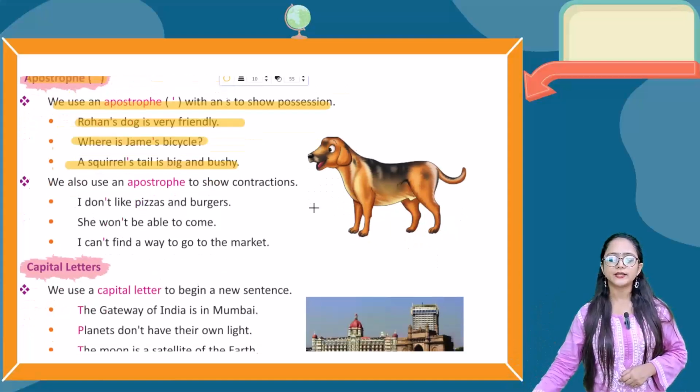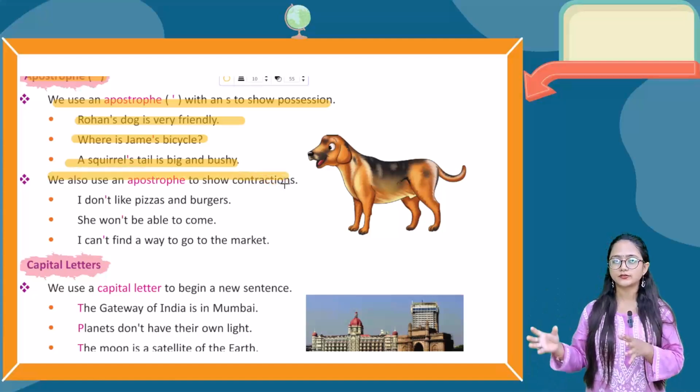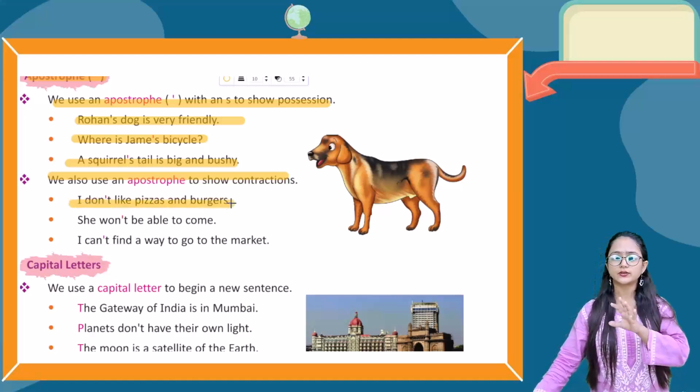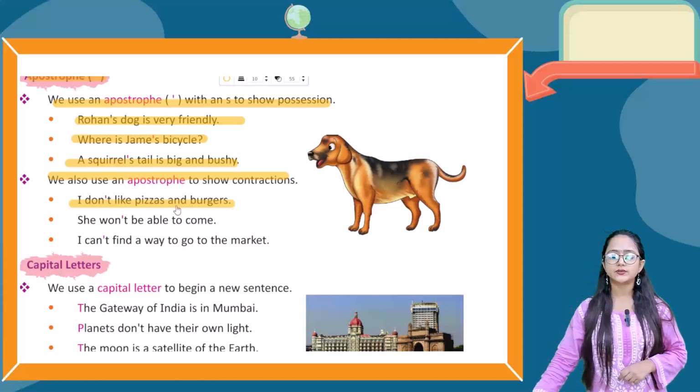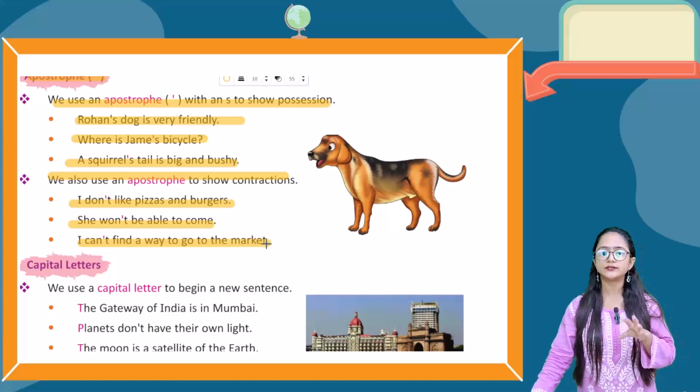Now the next rule is we also use an apostrophe to show contraction. For example, I don't like pizzas and burgers. So you are showing the contractions. Next one, she won't be able to come. Next one, I can't find a way to go to the market. So you are showing the contractions here.